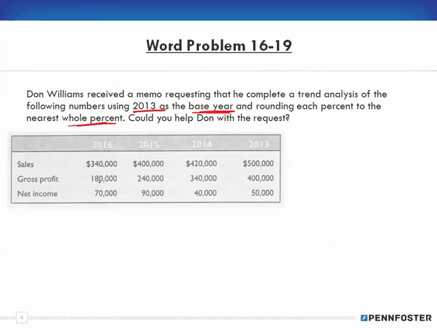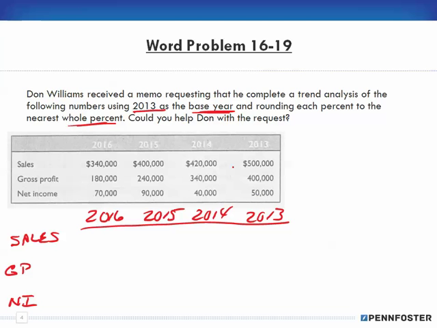So what you're doing here is you're going to create another table, I guess, and you're going to label sales, gross profit, and net income. And we'll have the years 2016, 2015, 2014, and of course 2013.